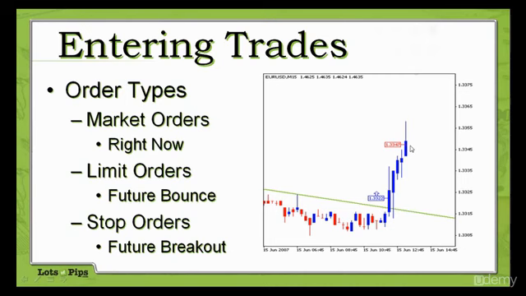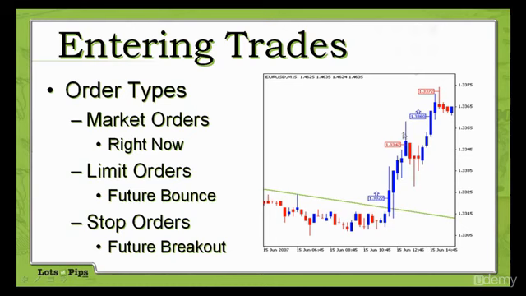You can get out on different types of orders than you got in on, but this is an example of a market order. We're getting in at the price we want right when we see the chart, and we're getting out right when we click the button. So that's basically an example of a market order.